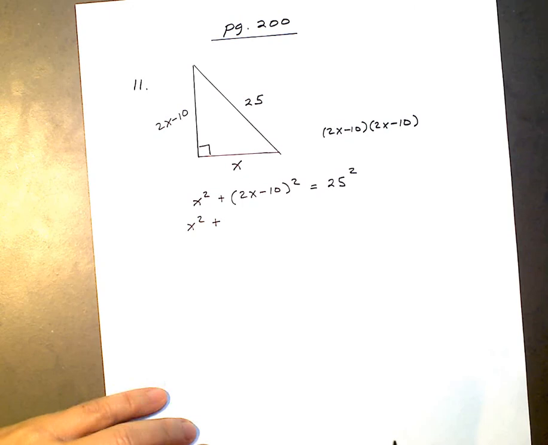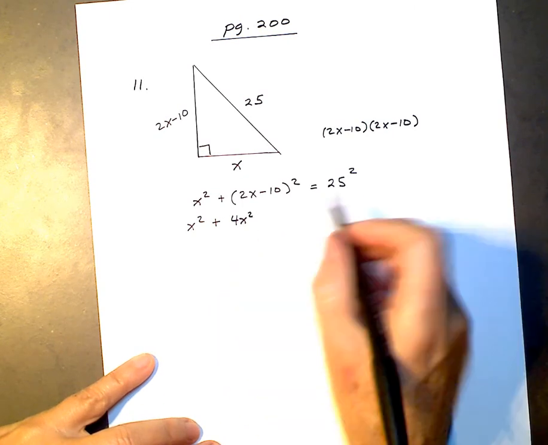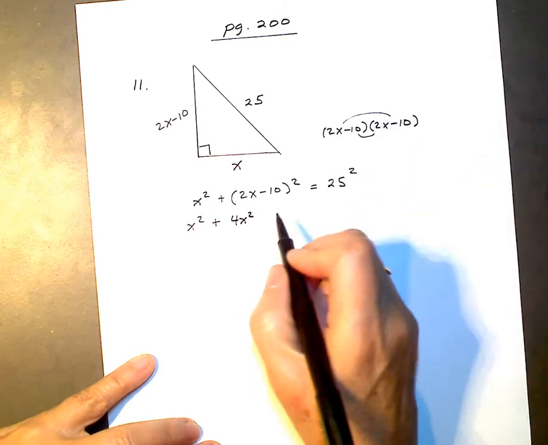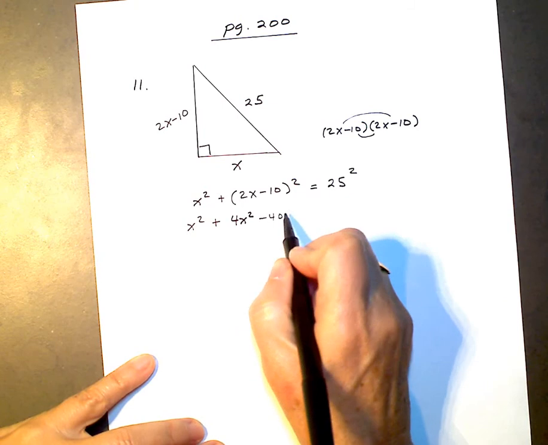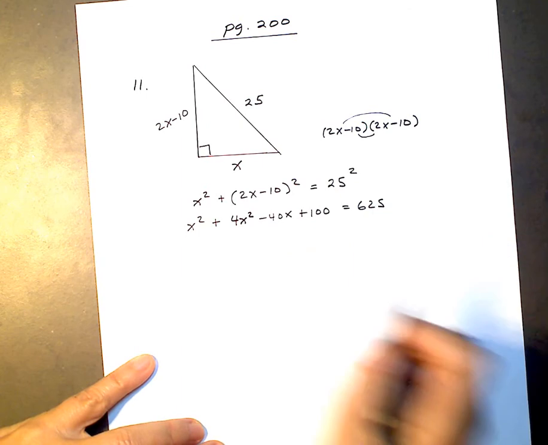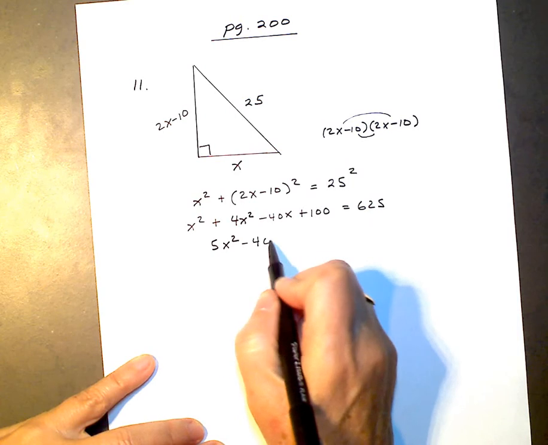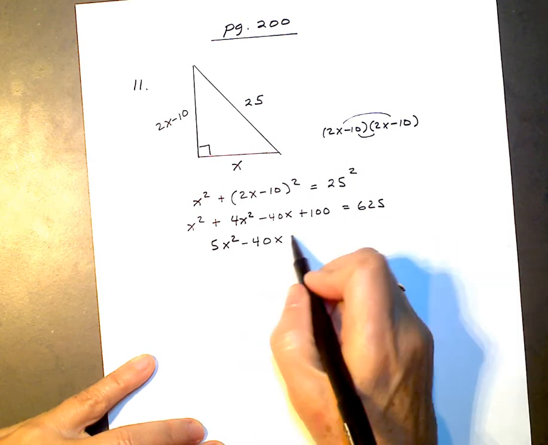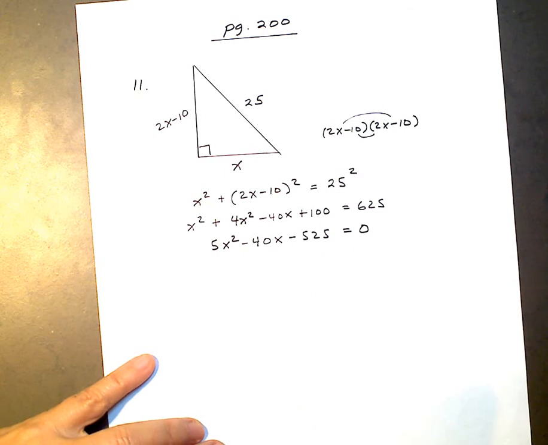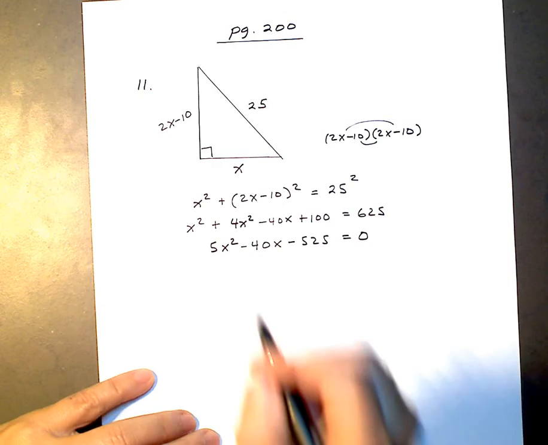So when I multiply that together, I get 4x squared minus 20x minus 20x, so minus 40x plus 100 equals 625. Continuing to simplify, subtracting, I get negative 525, and setting it equal to 0. So I can see I'm going to have two original solutions for x.